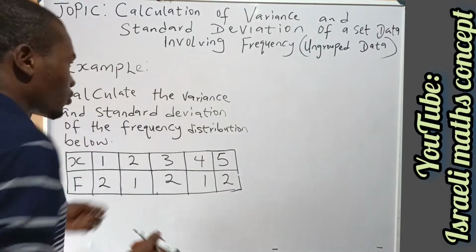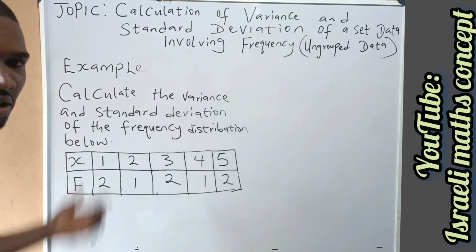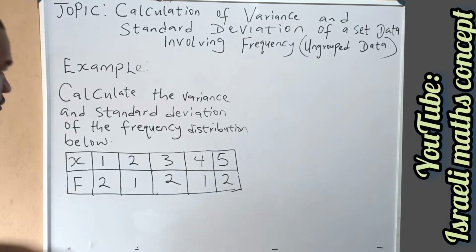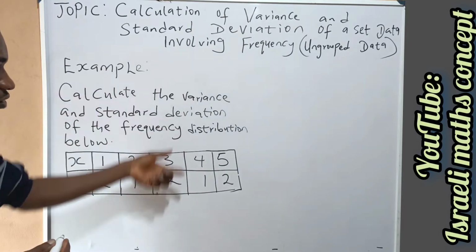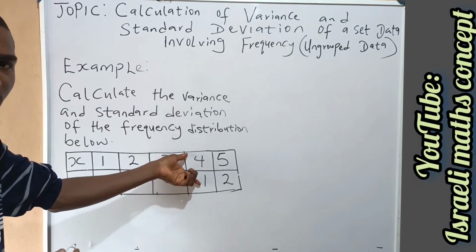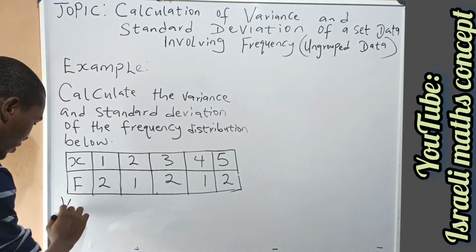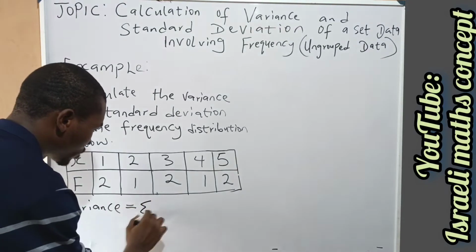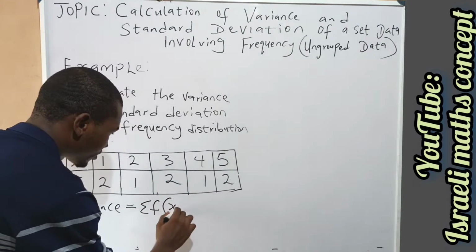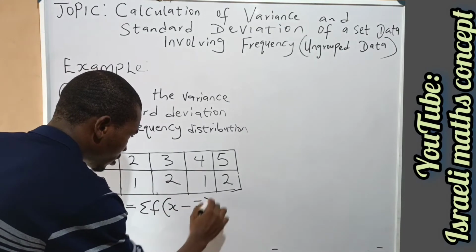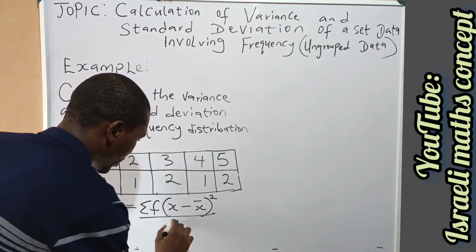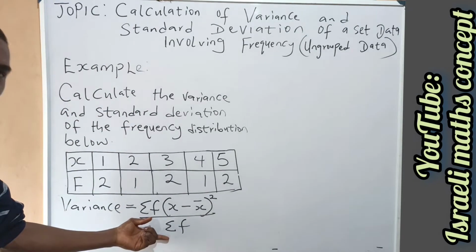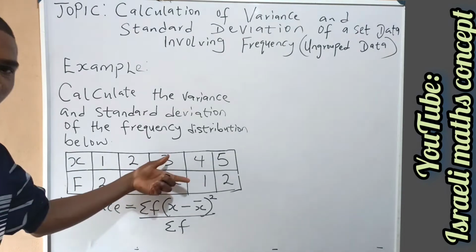The first thing to do if you are asked to calculate the variance and standard deviation of a set of data is to state your formula. The formula for calculating the variance of a given set of data that involves frequency is given as variance equals the summation of f times (x minus bar x) all squared, then all over the summation of f.